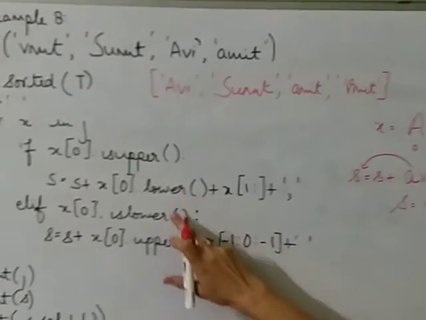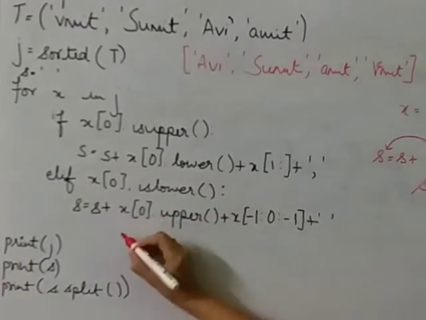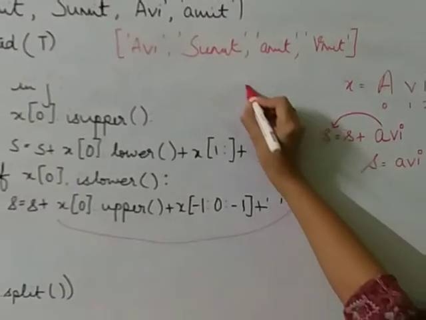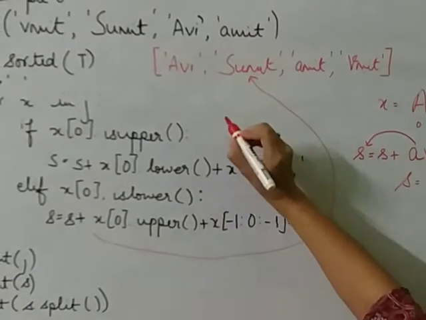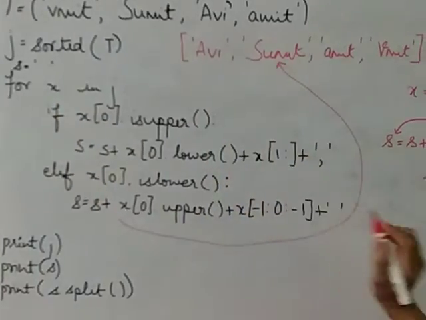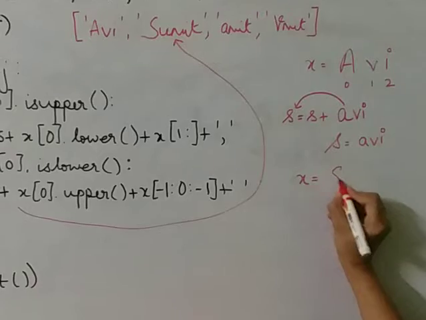Okay, and now this condition is satisfied, so the control will not come to this one, and as you can see from the indentation after this, it will move for the second value. Now again the loop is moving and X will have Sumit. So the new value of X is this.